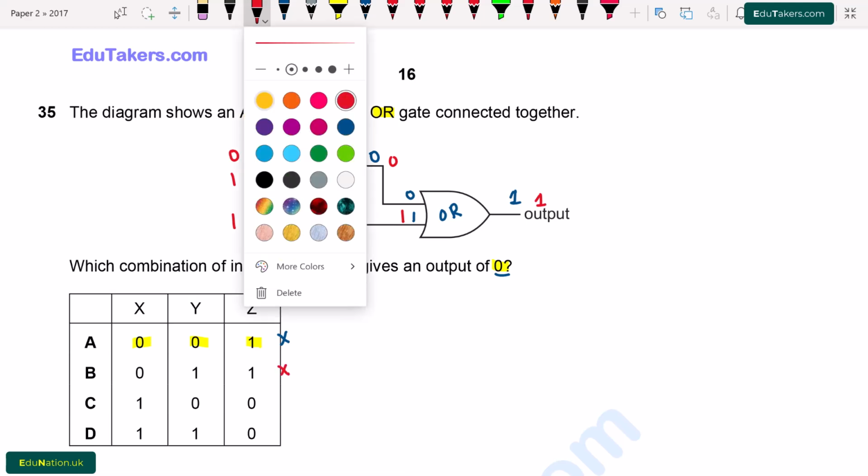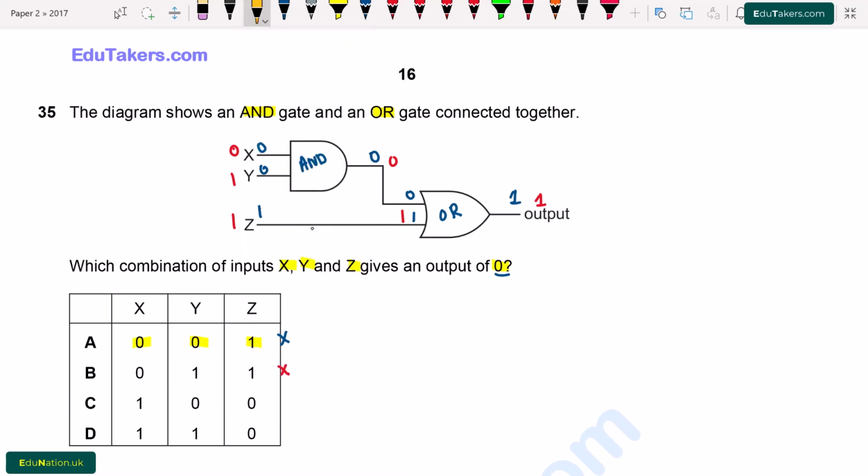Next we check the option C. In option C, X is 1, Y is 0 and Z is 0. When 1 and 0 combine by the AND gate, here will be output 0. When 0 comes here as it is, 0 and 0 combine by the OR gate, here will be output 0. It means that the combination that gives the output 0 is given in option C. So option C is correct from here.